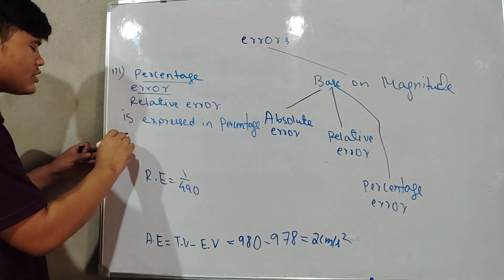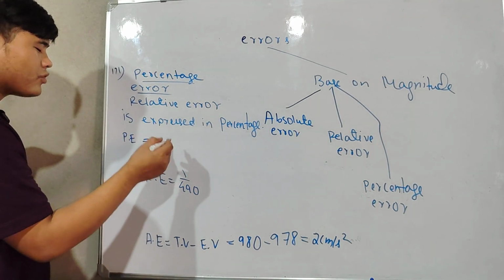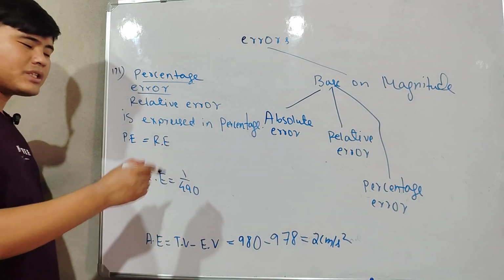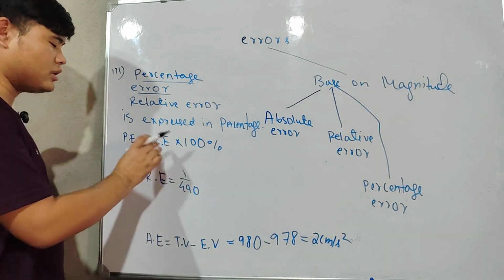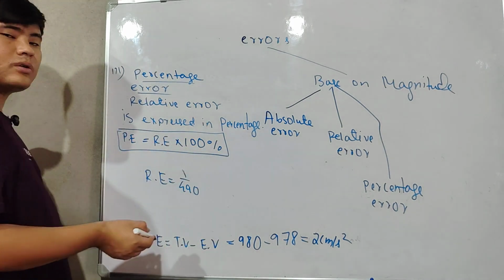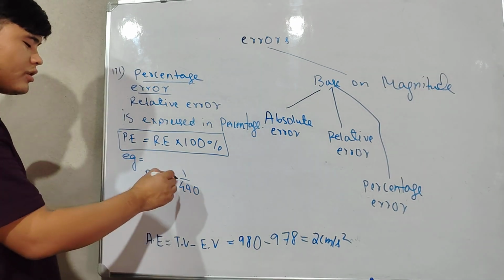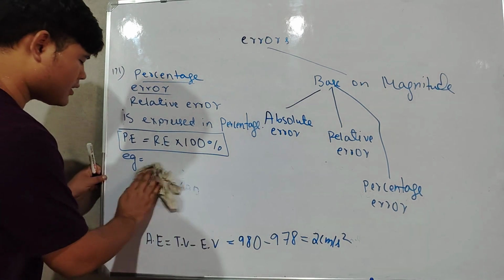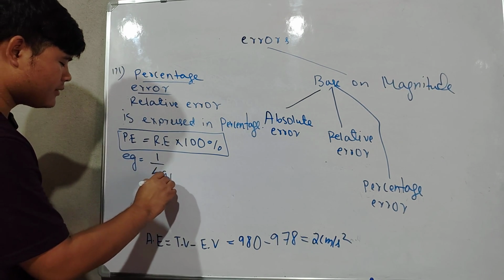So now if the question tells us to find the percentage error, what will it be? The formula will be like this: relative error, expressed in percentage. Percentage means what? Multiply by 100. Right? So this is the formula of percentage error: relative error into 100. Now next, the example. How much did we get? Relative error is equal to 1 by 490.